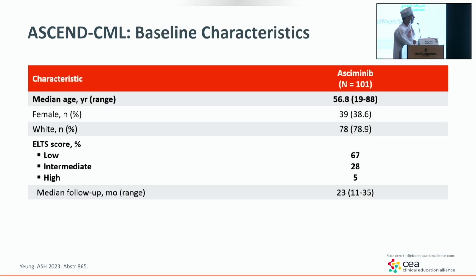That's the protocol. Looking at the baseline characteristics, the median age was 56 or 57 years, again including a good range of ages. When you look at the ELTS score, similar to the score in the previous study, almost 67% were low risk, but 30% and 5% were intermediate and high risk. So there is a good proportion of patients who are not in the low risk category.